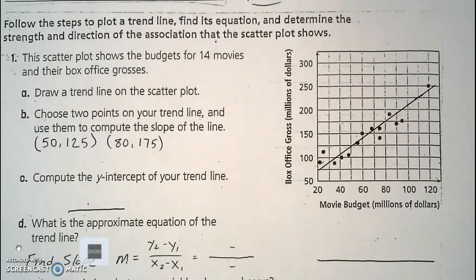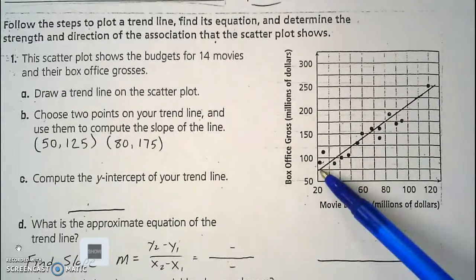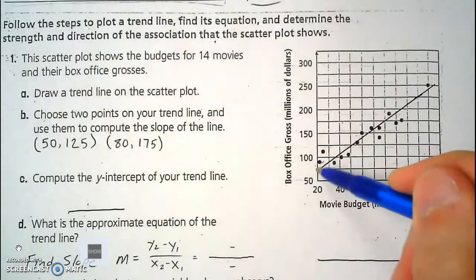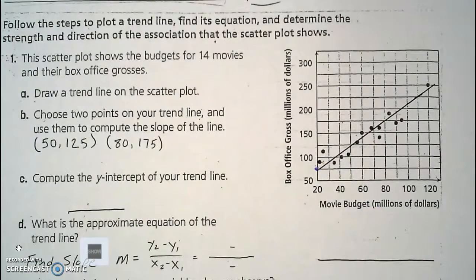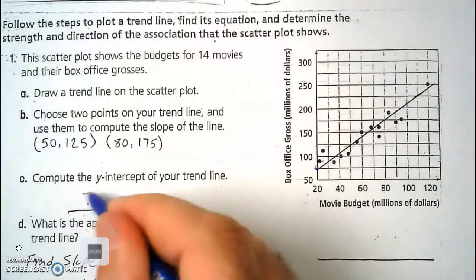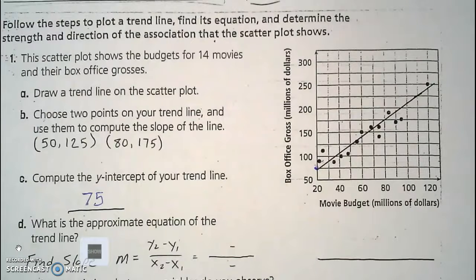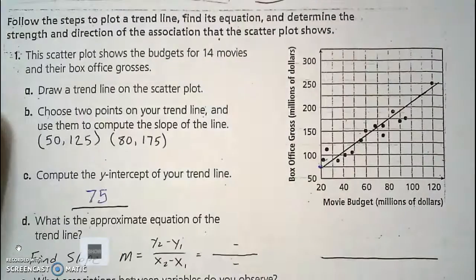But in order to write the equation, I need the slope and I need a y-intercept. Now the y-intercept, where is it going to look? Where does the line intersect the y-axis? Well, it appears to me about 75. So that's all you're really going to do, just take that number off the graph just by looking at it. Now for the slope, we will use the slope formula.